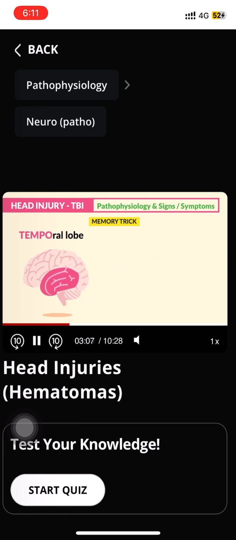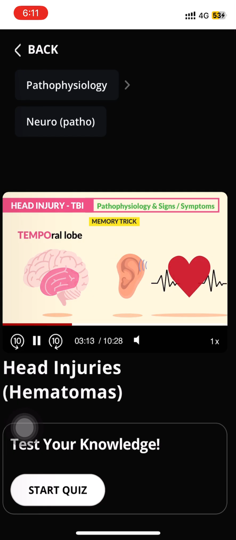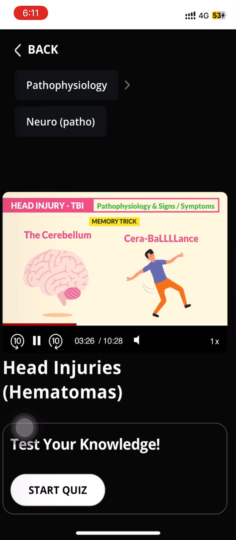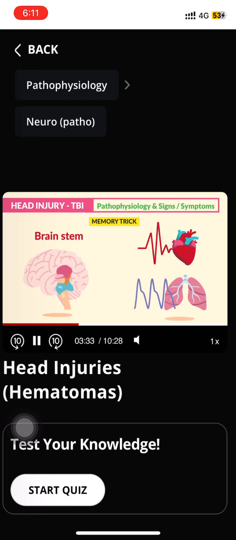And the other regions, we have the temporal lobe, which is for hearing. So just think tempo, like you're hearing a beat, for temporal. And then the parietal lobe is sensory and touch. Just think of a purring kitten as soft and fluffy to the touch for parietal. And then the cerebellum, just think cerebellance, since it controls balance. And then lastly, we have the brainstem, which controls the heart rate as well as the respiratory rate.